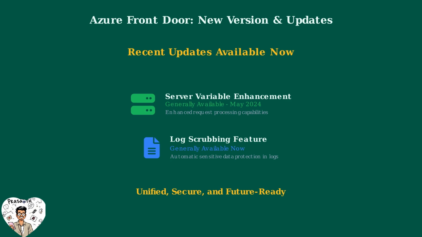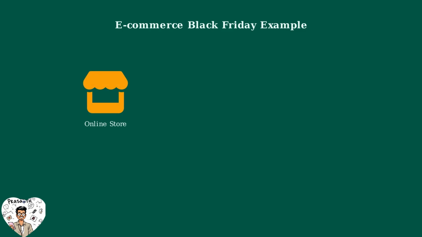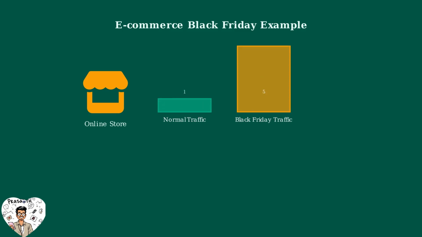Let's explore real-world examples to understand when to use each service. First, consider an e-commerce platform during Black Friday sales. During normal operations, the store handles standard traffic levels. But on Black Friday, traffic can spike dramatically, sometimes 5 times the normal volume. Azure Front Door's intelligent load balancing automatically distributed this massive traffic surge across multiple backend servers, preventing downtime and ensuring customers could complete their purchases.